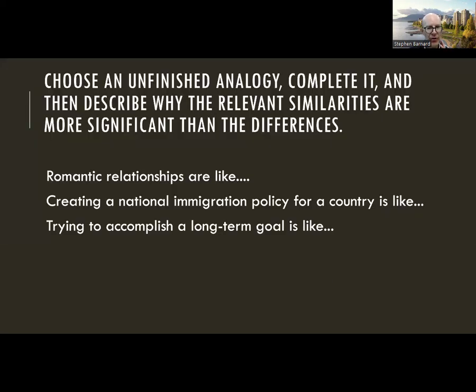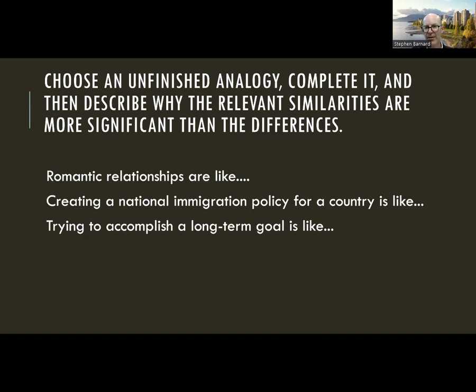So I will ask you on the midterm exam to choose an unfinished analogy. I'll give you a short list, and I'll ask you to choose one, then complete it, and then describe why the relevant similarities are more significant than the differences. You can go back to the assignment where I had you evaluate an analogy, our second writing assignment.